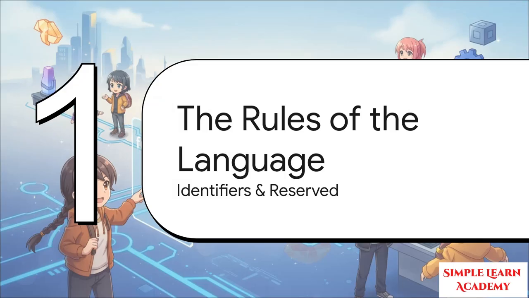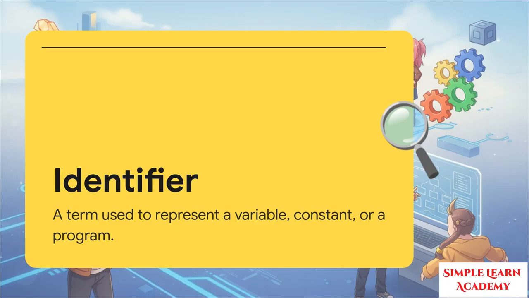All right, since we're starting to write things out, we got to talk about a little bit of grammar. I know, but trust me, it's simple. Just like English, programming languages have rules. There are rules for how you can name things, and there are special power words that the language already understands. First up is something called an identifier, which is really just a fancy word for a label.